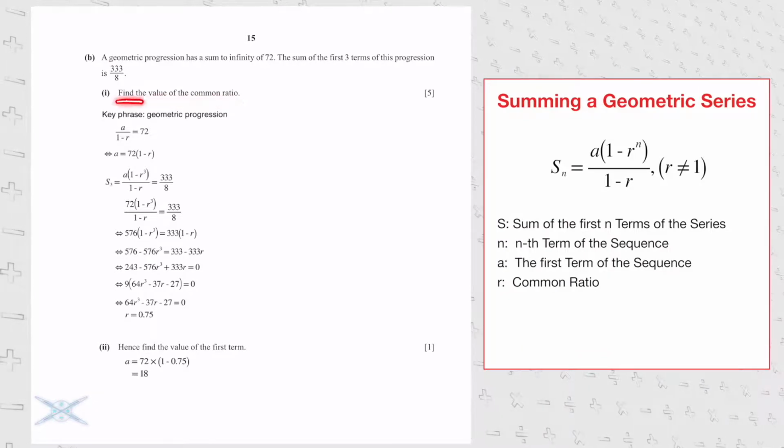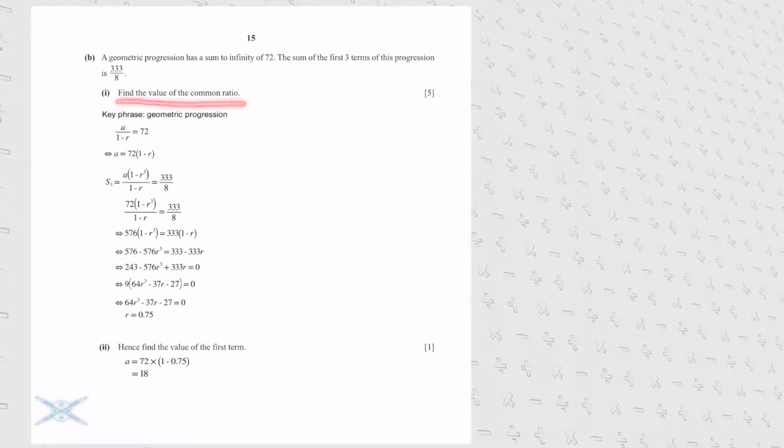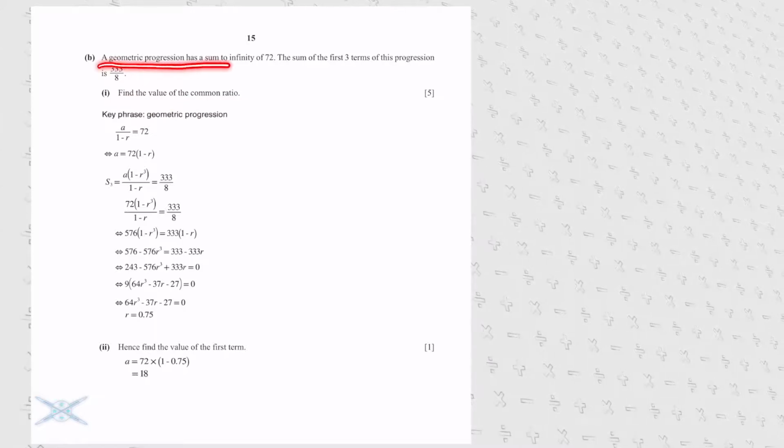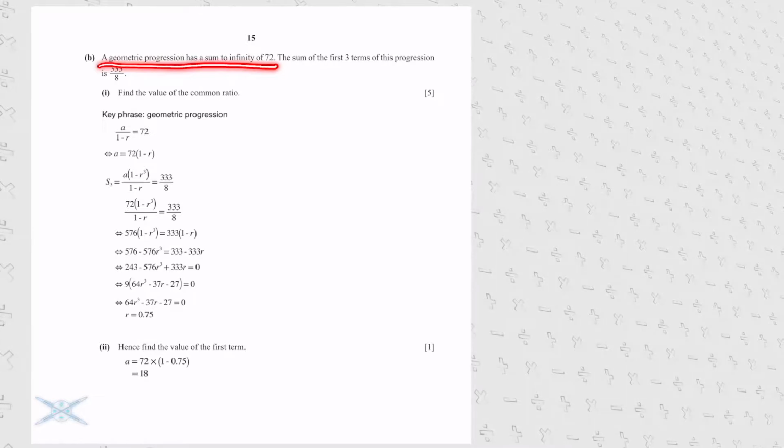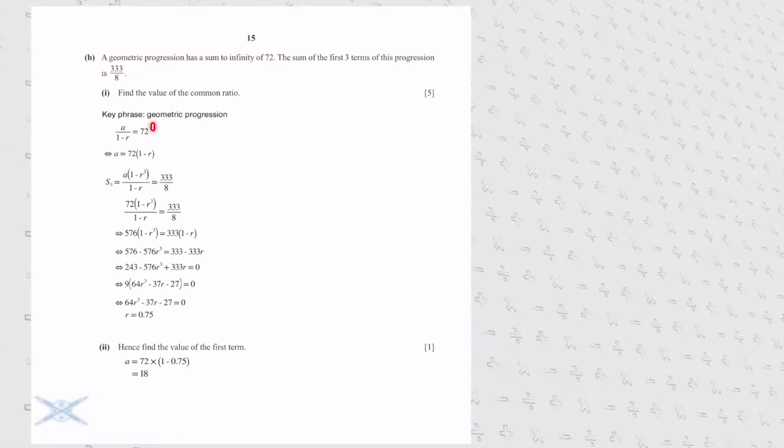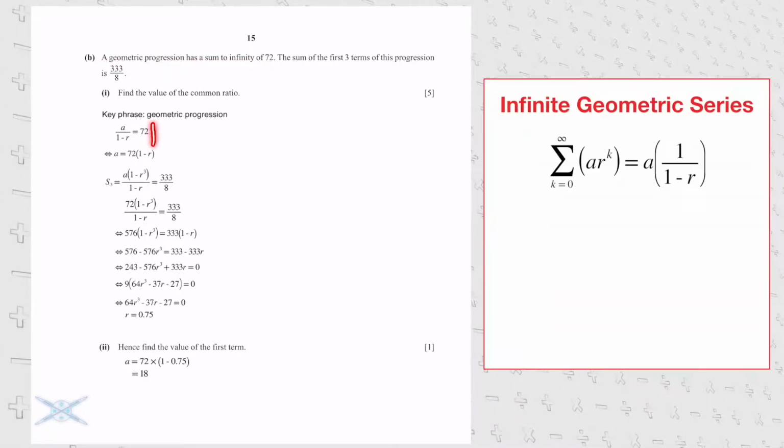So to find the value of the common ratio, we can firstly employ the first part of the statement of this part of the exercise, which states that this geometric progression has a sum to infinity of 72. And we can employ this piece of information to rearrange this expression for a.